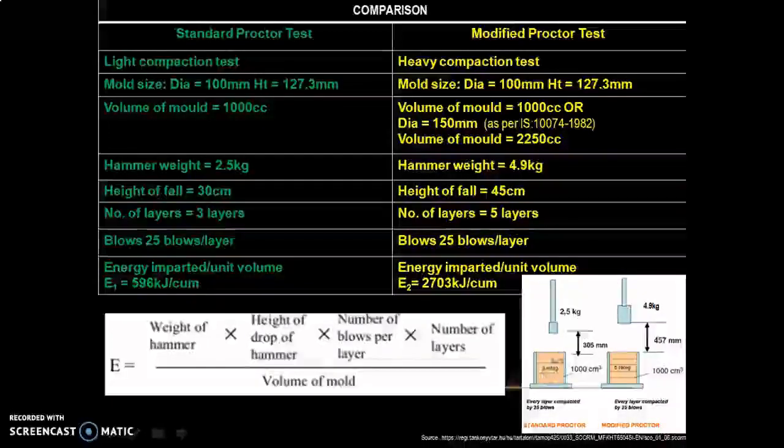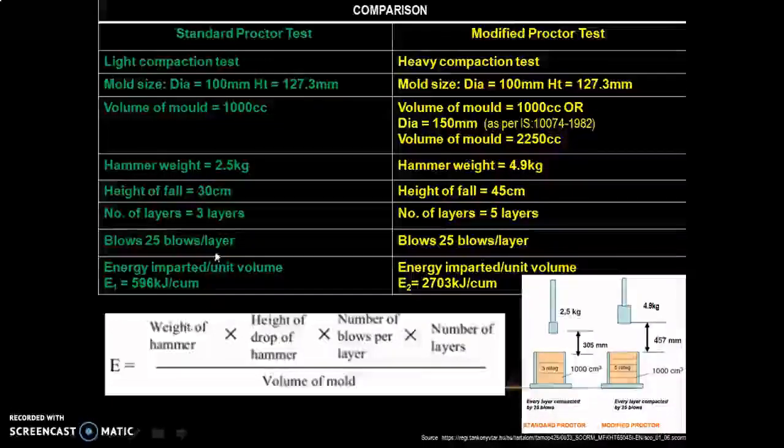Energy imparted per unit volume is 596 kJ per cubic meter, whereas for modified it is 2703 kilojoules per cubic meter. And the value of energy is calculated using formula weight of hammer into height of drop of hammer into number of blows per layer and number of layers which are used in the test, divided by volume of the mold.